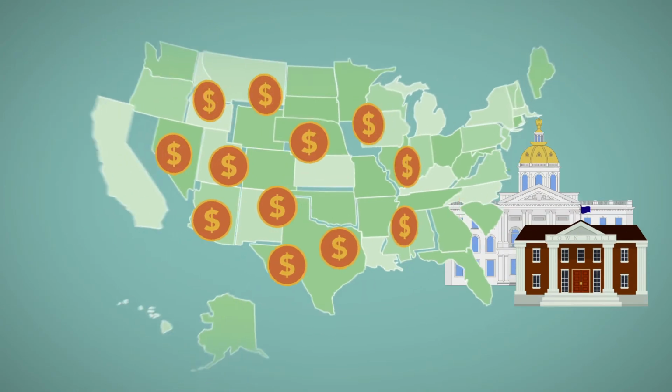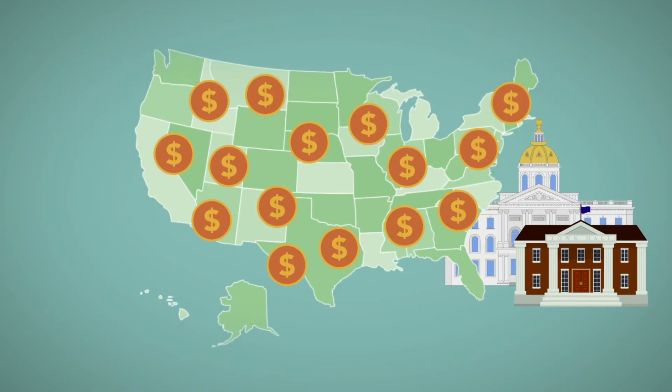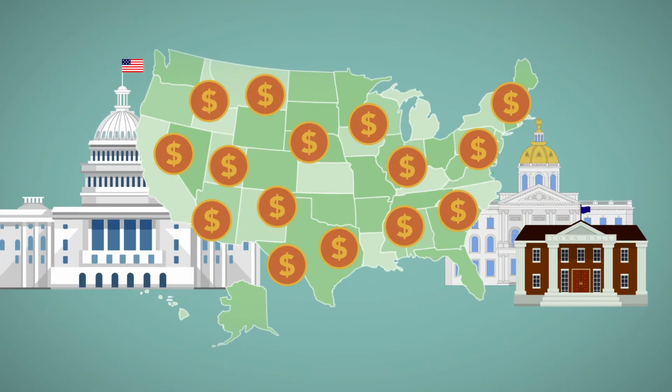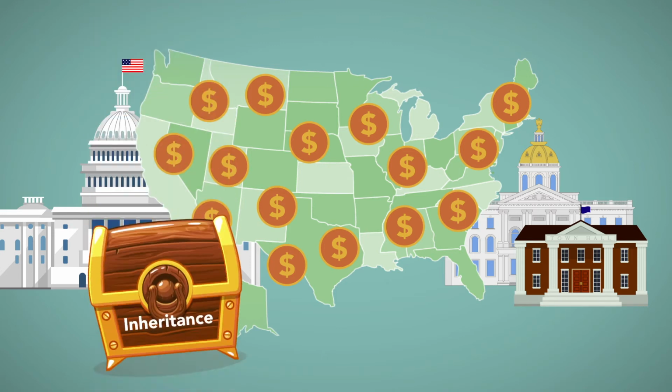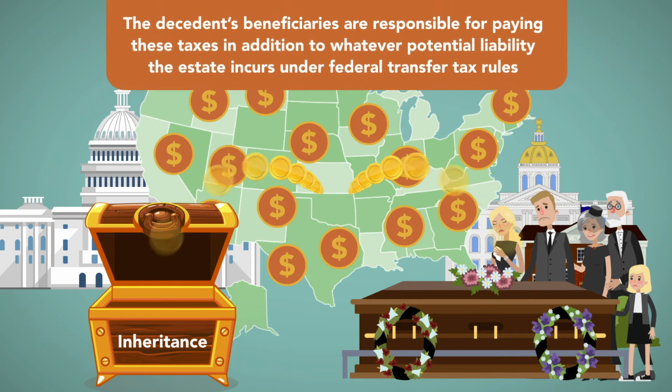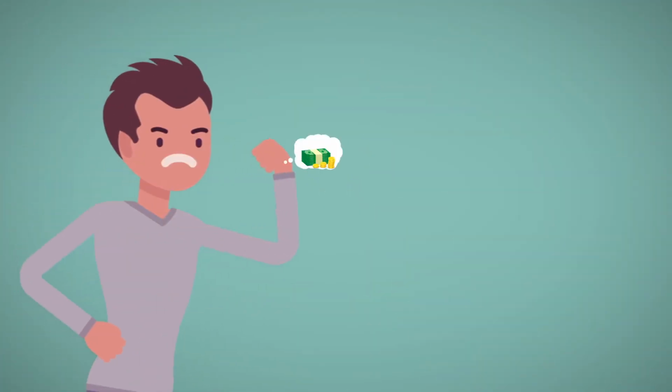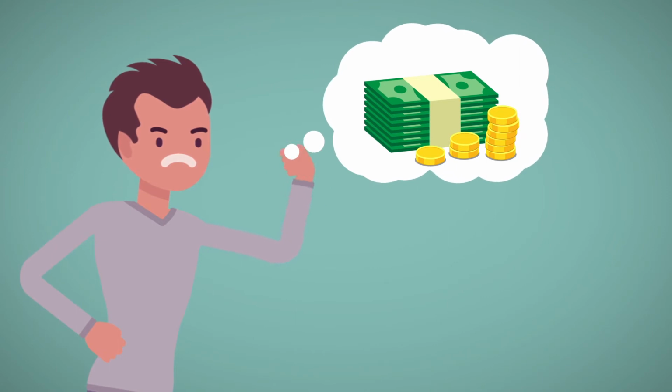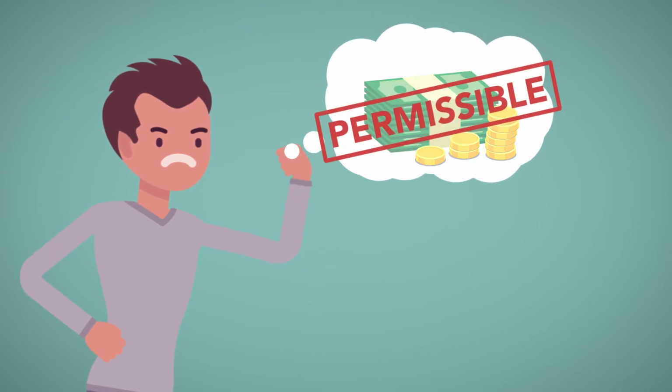Sometimes states and localities impose taxes that are in addition to taxes charged by the federal government. For example, many states charge an inheritance tax or an estate tax on the transfer of property after death. The decedent's beneficiaries are responsible for paying these taxes in addition to whatever potential liability the estate incurs under the federal transfer tax rules. Double taxation issues like this may be costly and frustrating, but they are generally permissible.